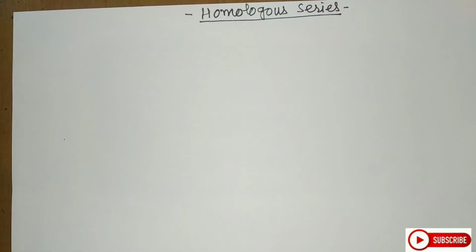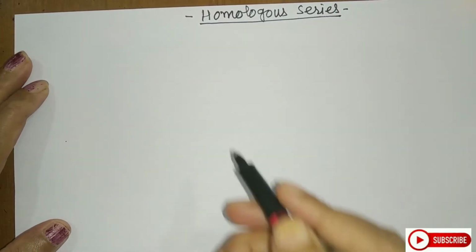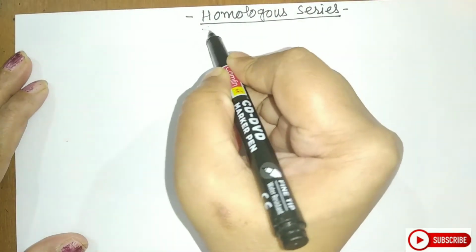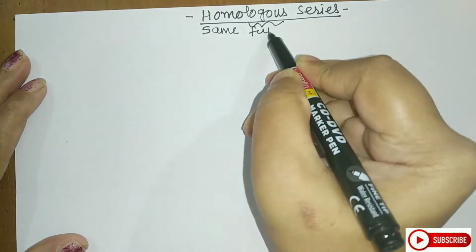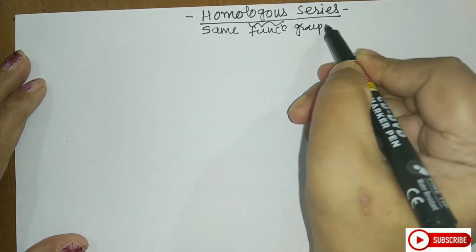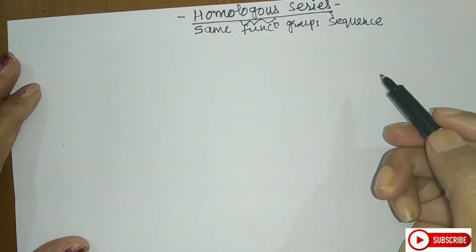Hello students. Here today we are going to see what is homologous series. It is derived from two words. The first word, homo, means same. Logos means functional groups. And series means sequence or an order that those hydrocarbons follow.